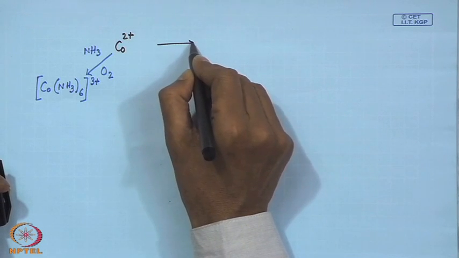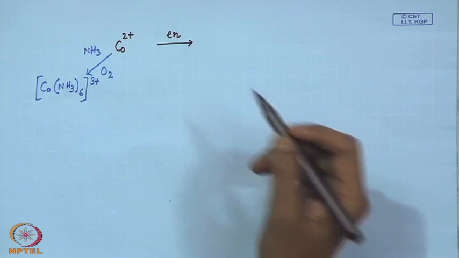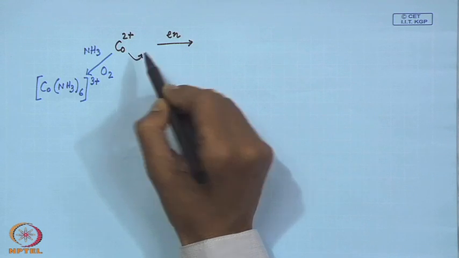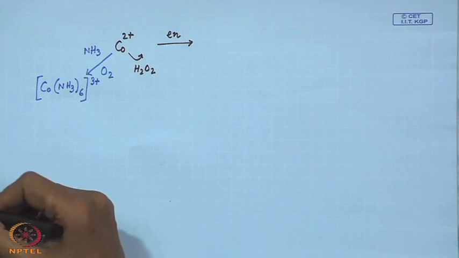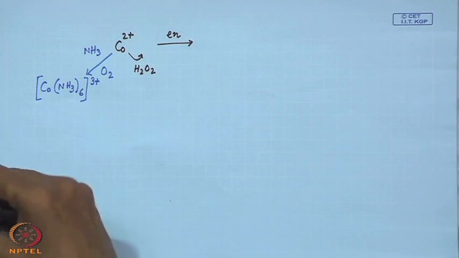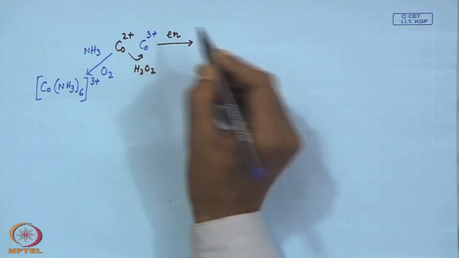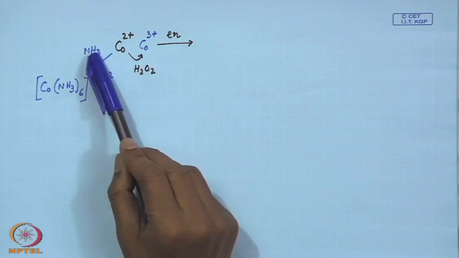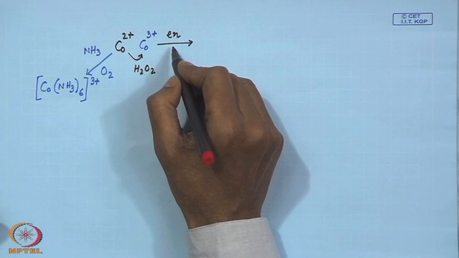Similarly, when we react with ethylene diamine, that means ethylene diamine we are allowing to react with cobalt 2 which is oxidized initially with, say, O2 or hydrogen peroxide. That means in solution we get cobalt 3 plus. We consider the way we considered the reaction of cobalt 3 with ammonia giving rise to the hexaamine cobalt 3 compound. Here also, how can this cobalt 3 plus react with ethylene diamine?